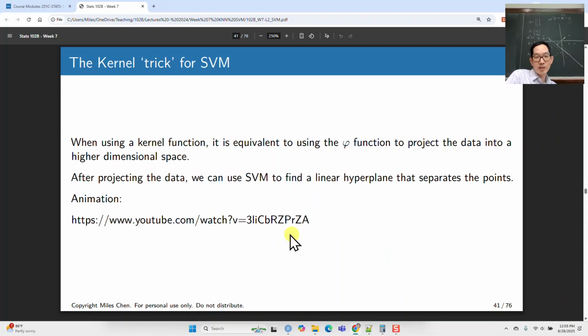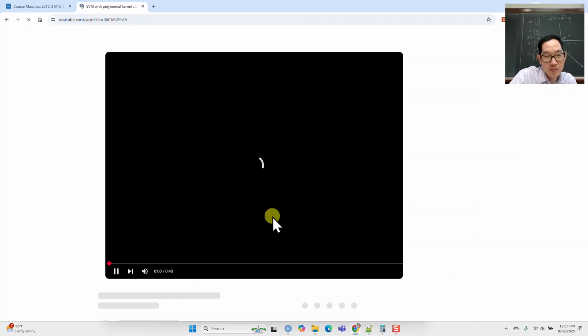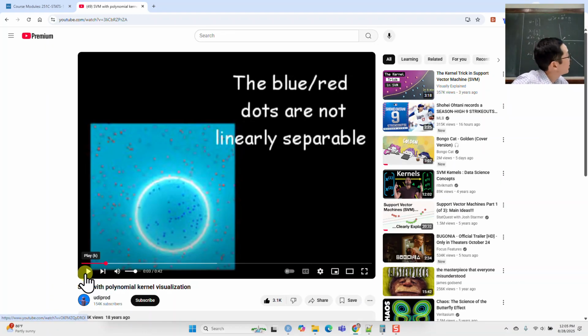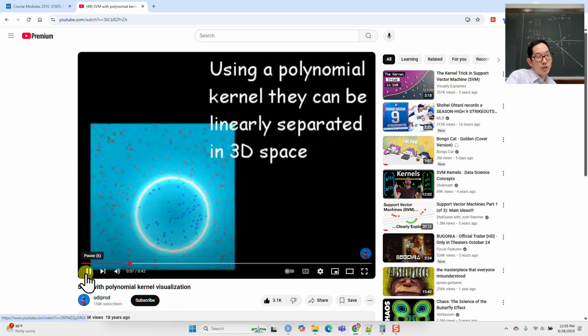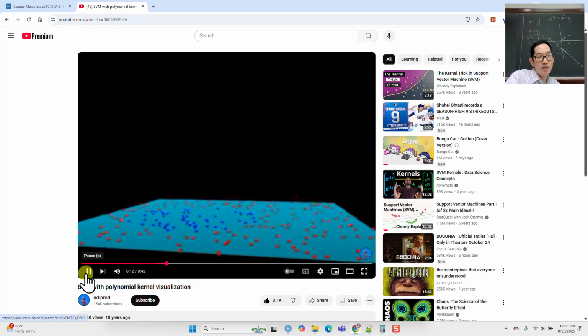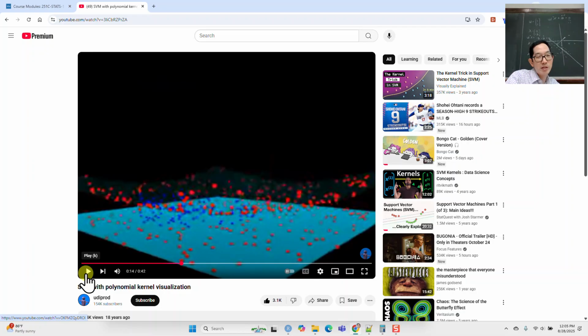So here's a little video, a little animation showing what we're trying to do. So here, we've got red dots on the outside and blue dots on the inside. And if we just did the maximum margin classifier, there's no straight line that you can draw to separate these two things, okay? So what we do is we want to transform this into 3D or some higher dimensional space, okay?